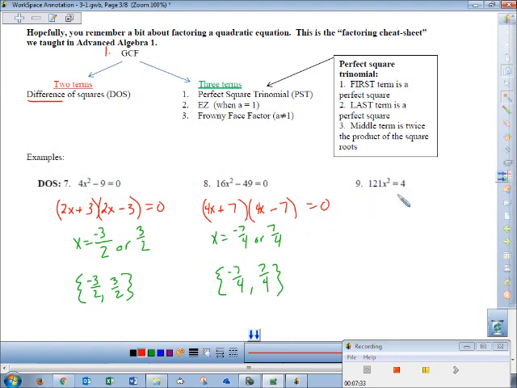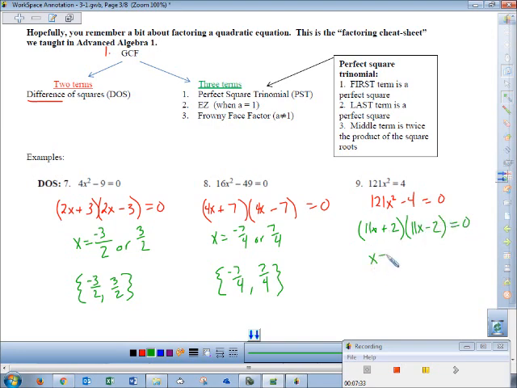Here, I want to get it equal to 0 first, so 121x squared minus 4 equals 0. And now, two terms, no GCF. It's got to be a difference of squares, so difference, and these are perfect squares, so winner, winner, chicken dinner. They factor into conjugates of the square roots, so 11x plus 2 and 11x minus 2 equals 0.